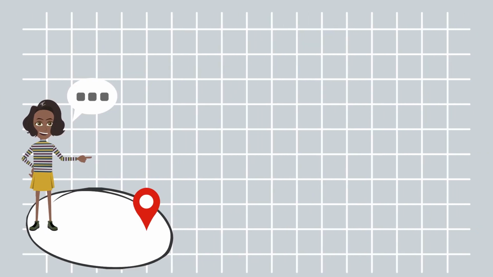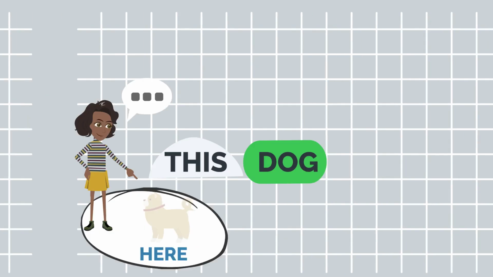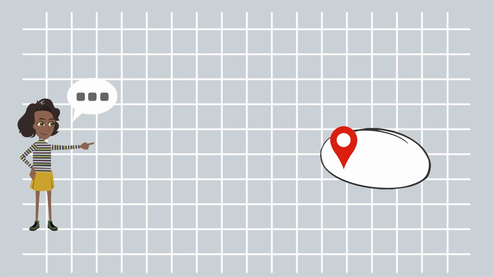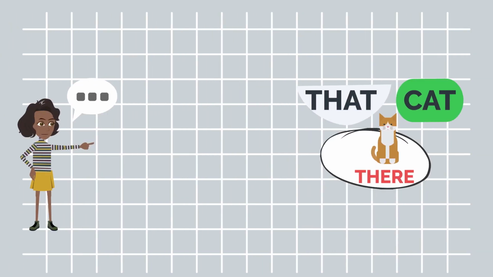If something is here, use this. This dog. If something is there, use that. That cat.